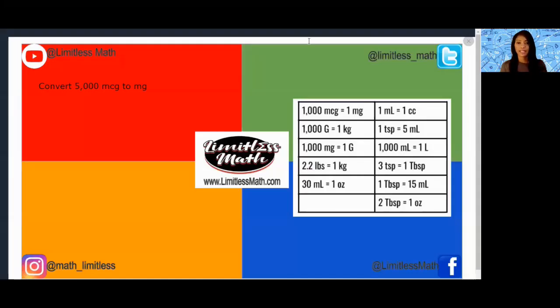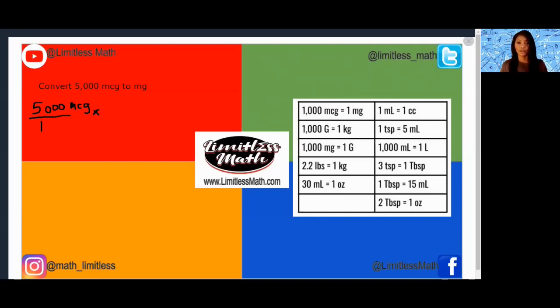Our first example says convert 5,000 micrograms to milligrams. So to begin, we're going to write a fraction with the information given. We'll write 5,000 micrograms. And to make a fraction out of that, we simply put it over 1. Okay. What we want to do now is multiply by a value that's equivalent to 1.